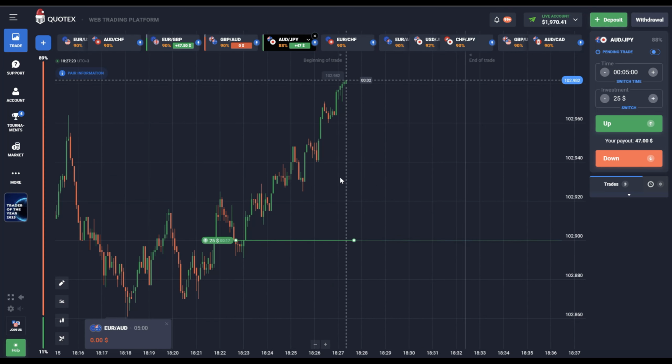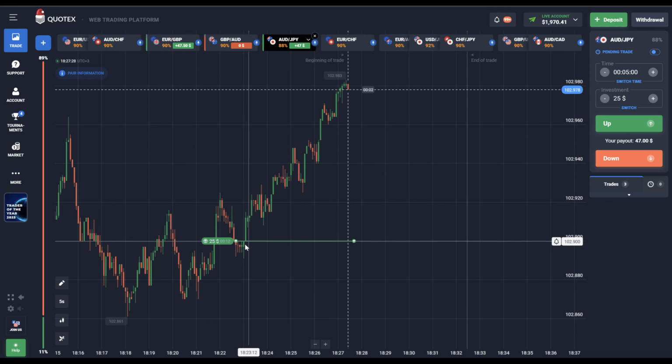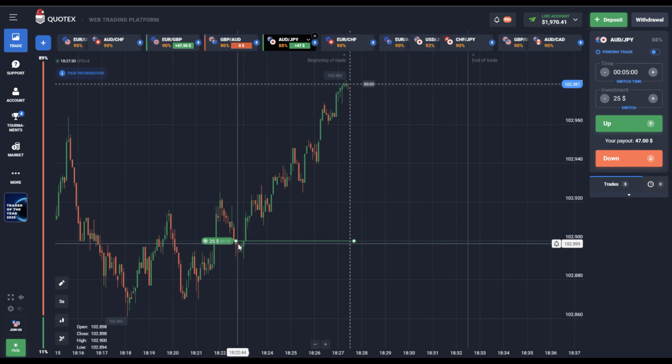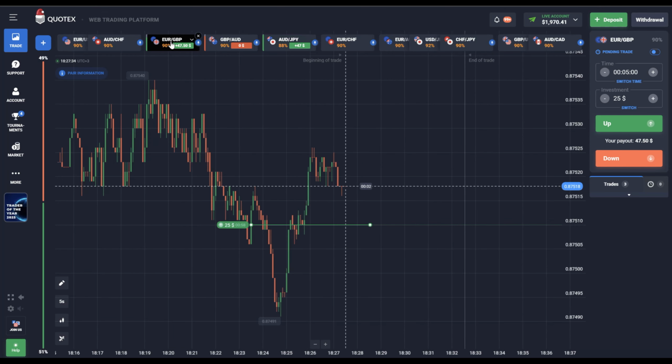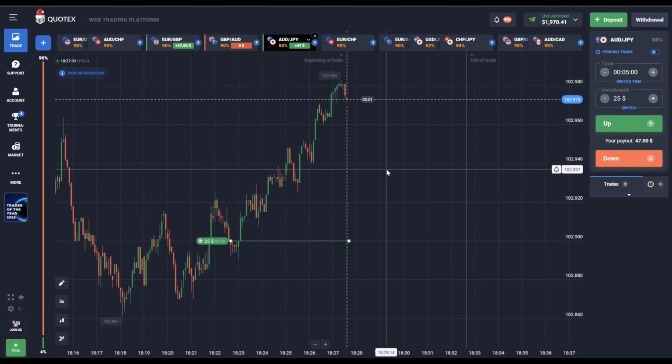Euro to Australian dollar has closed. Australian dollar to Japanese yen, 17 seconds left. Well, as you can see, we basically entered almost at the very bottom here as well. Our forecast is very good, there are no issues here. The trade will close, 2 seconds left, another profit in our pocket.